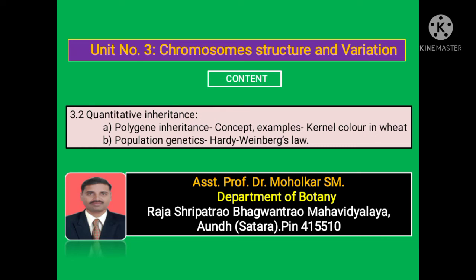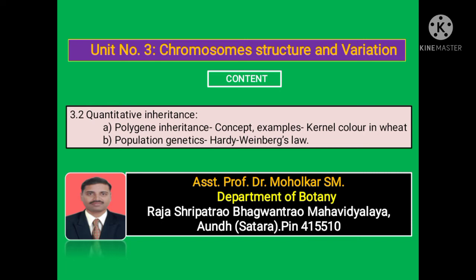Today's lecture is on quantitative inheritance. In quantitative inheritance, there are two subpoints. First, the polygene inheritance concept, with the example of kernel color in wheat. And second, population genetics. Under that one, we'll see the Hardy-Weinberg law.